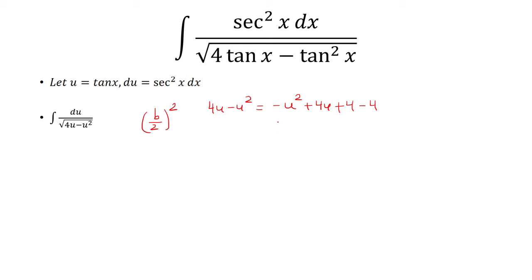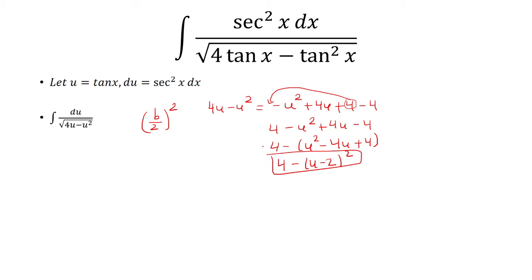Okay, now I'm going to rewrite this. I'm going to bring this 4 out in front. So it'll be 4 minus u squared plus 4u minus 4. And then I'm going to factor out the negative. So we have 4 minus the quantity u squared minus 4u plus 4. Until finally we get 4 minus the quantity u minus 2 squared. So this is what we need to proceed. So we're going to replace 4u minus u squared with 4 minus u minus 2 quantity squared.